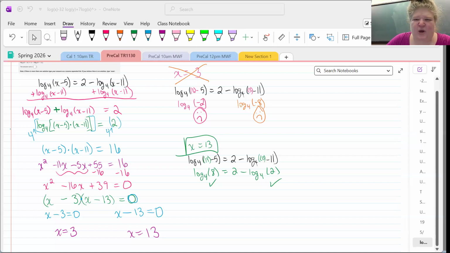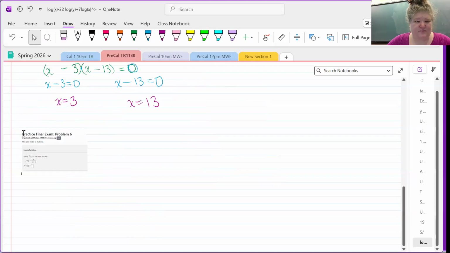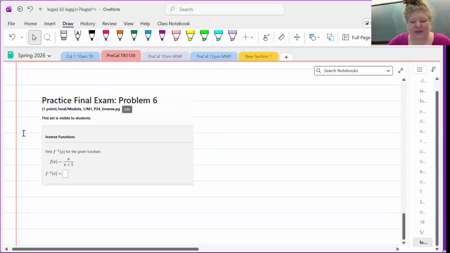All right, what's another one y'all want to look at? Yeah, number 6 asks us to find the inverse. And it's been a hot minute since we did one of those. And by a hot minute, I mean 2 months.